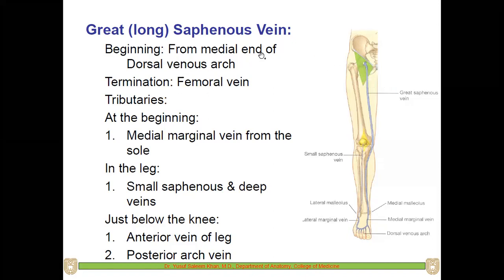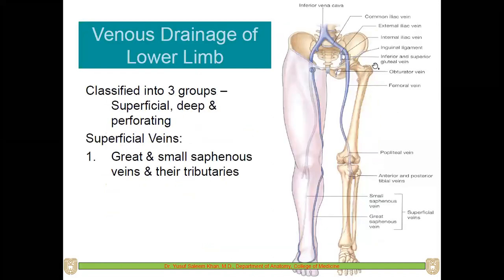So it begins from the medial end of the dorsal venous arch, as you can see, goes all the way, and opens into the femoral vein. As we saw, it opens into this vein called the femoral vein.